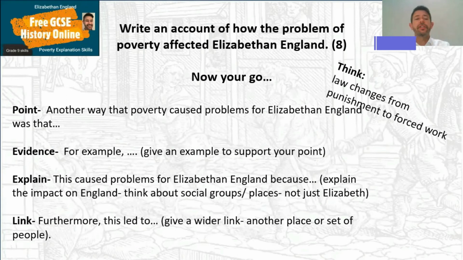So have a go yourself now. I've got to think about law changes from punishment to forced work. You can think about, again, the rich, and are they happy or not? You can think about the Puritans, are they happy? Puritans believe in hard work and hard graft. Are they happy? And might think there's a problem in society at this time. So give it a go. And I've got an example answer for you to look at in a sec to help reference your ideas from.